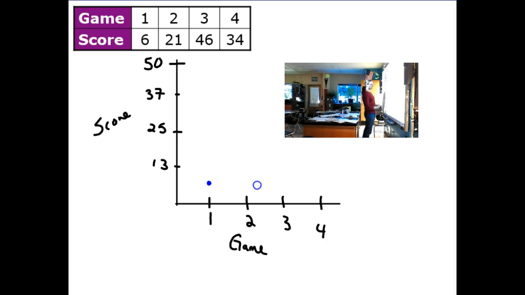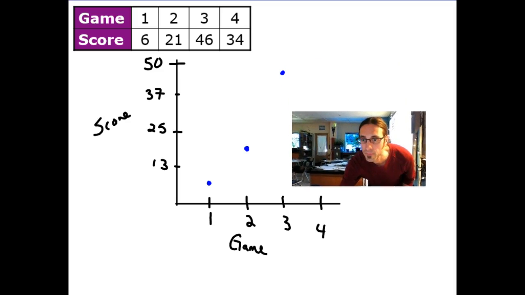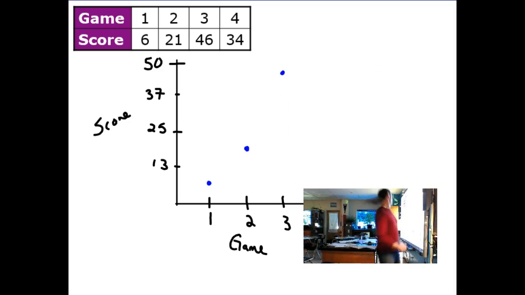Game 2, I had 21 points, about there. Game 3, 46 points. Oh man, we were getting good. Game 4, 34 points. I have to move my picture out of the way. Game 4, 34 points. Right about there. That is how you make a scatter plot.